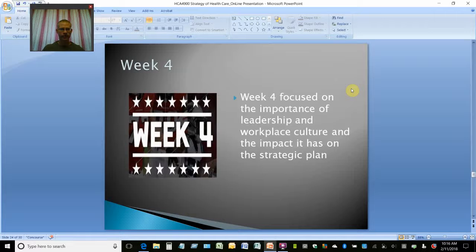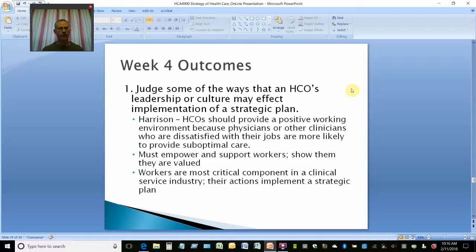In week 4, we discussed the importance of leadership and workplace culture and how it impacts strategic plans. Some of the ways in which HCO leadership or culture may affect implementation of strategic plan. In Harrison, he discussed how a positive work environment directly impacts the care that's provided to the patient. You have to empower and support the workers, show them that they're valued. And workers are the most critical component in a clinical service industry. Their actions implement a strategic plan. It's great to want to roll out a new initiative, but if the workforce doesn't buy into it, if the workforce doesn't support it, it's not going to be plausible.